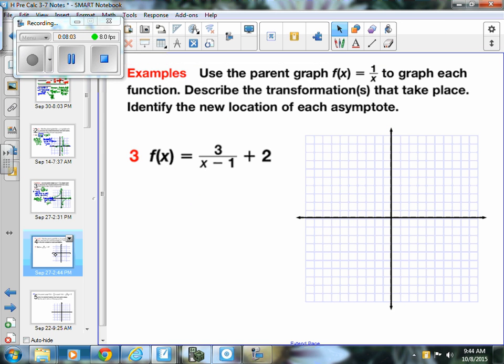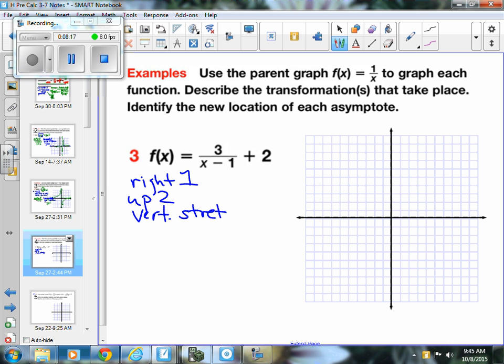Alrighty, let's try a couple more of these parent graphs with 1 over x. All right, so it's our 1 over x parent graph. Tell me what it did. So go ahead, pause, jot it down. So this one went right 1, up 2, and a vertical stretch. All right, so what does that mean for our asymptotes? The only two that affect asymptotes are the first ones, the up, down, and the left, right. So let's talk vertical first.